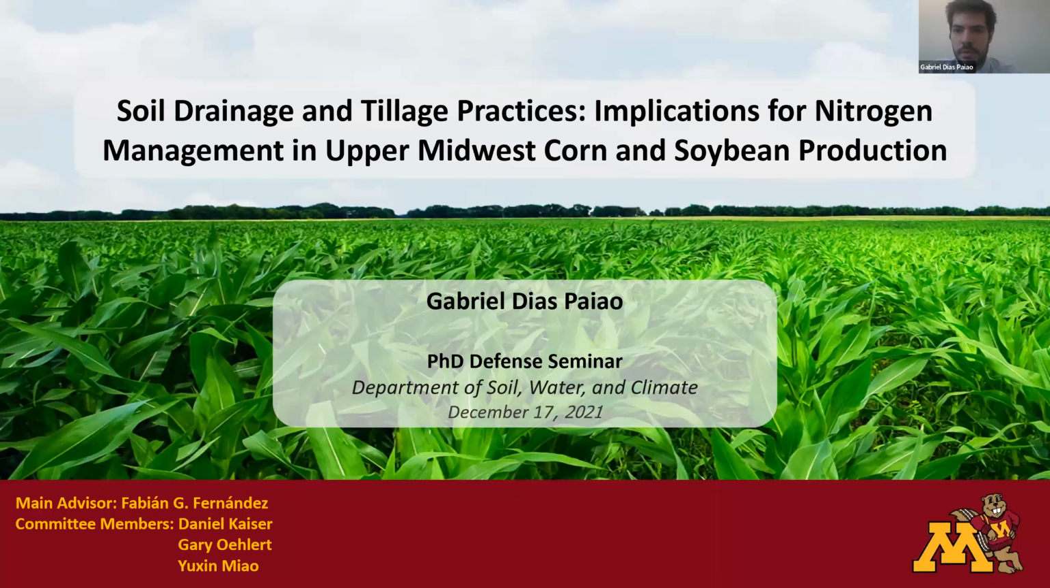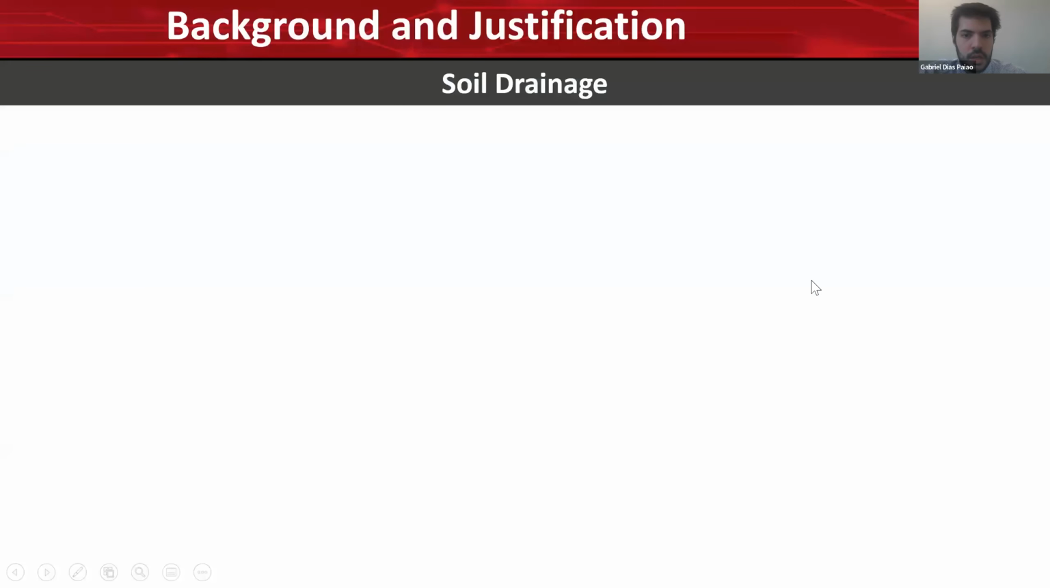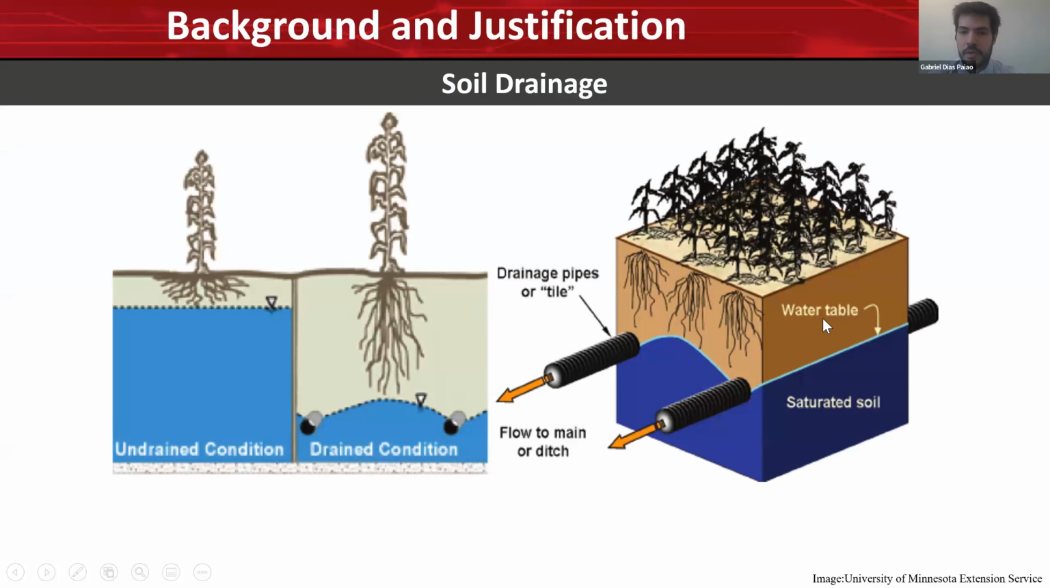So my research project for my PhD is about the influence of soil drainage, tillage practices, and nitrogen management for corn and soybean production in the upper Midwest. A lot of soils in Minnesota remain under water saturated conditions for large portions of the growing season. And because of that, it is a very common practice to install artificial drainage to remove some of that excess water from the soil. And that has a lot of benefits.